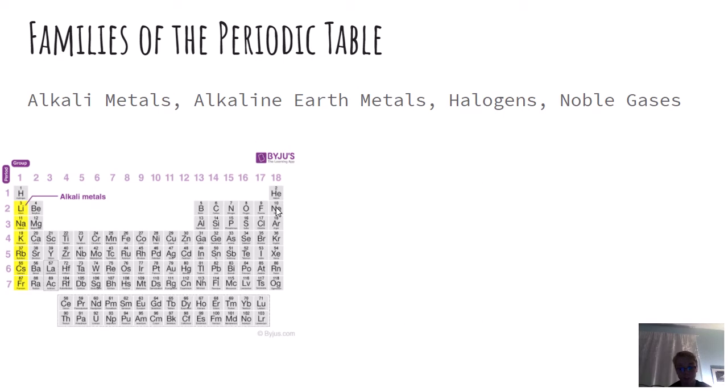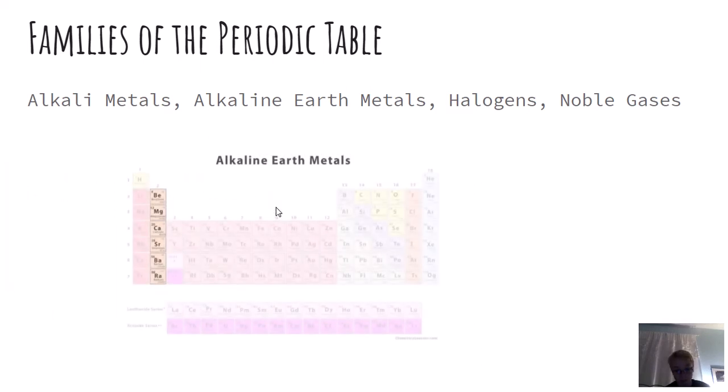Alkali metals. Group 1A. They react vigorously with water. Example, lithium and potassium. Alkaline earth metals. Group 2A. They are reactive, but not as much as the alkali metals. Examples include calcium and radium.